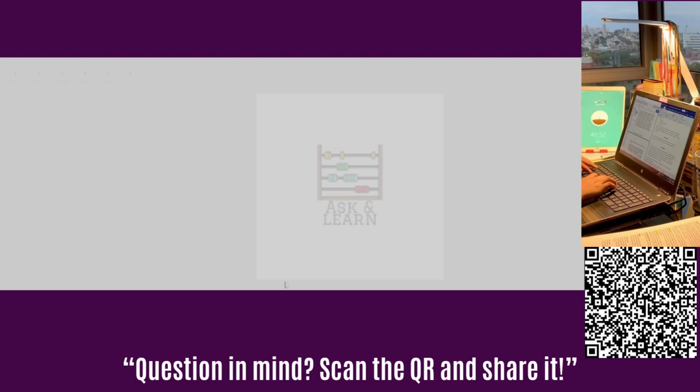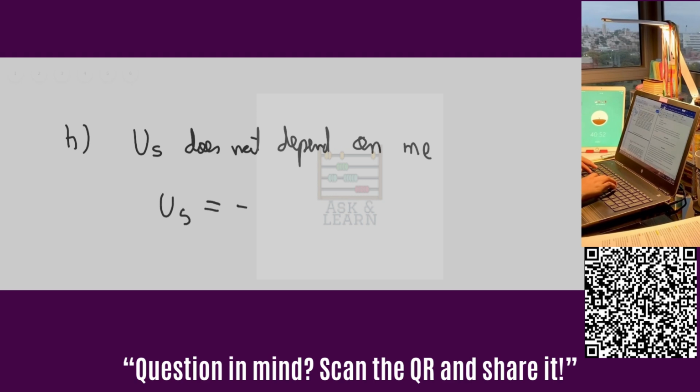And finally, for H, we want to know the potential energy associated with the spin. Because it is independent of m_l, U_S does not depend on m_l, so it stays the same. U_S is plus or minus 3.2 times 10 to the minus 25 joules. This is the result that we got before.